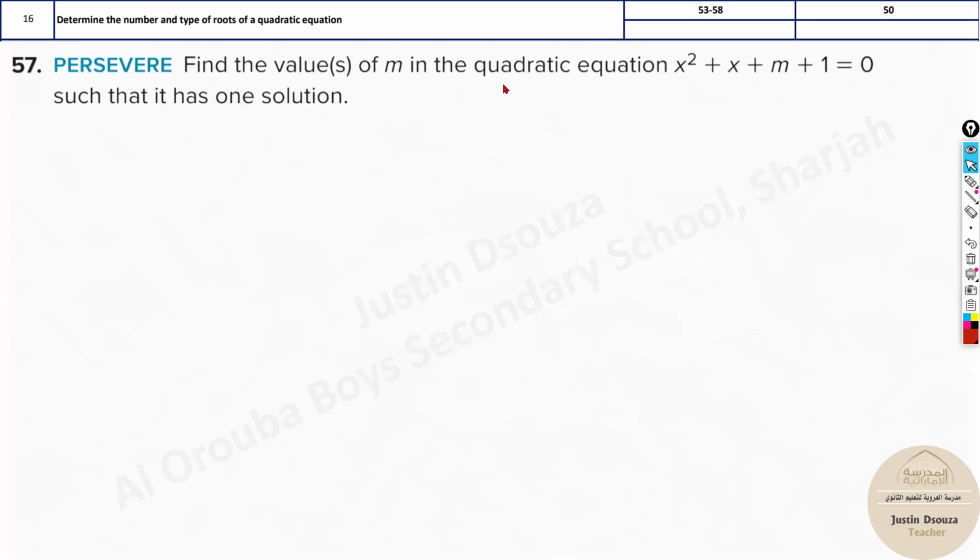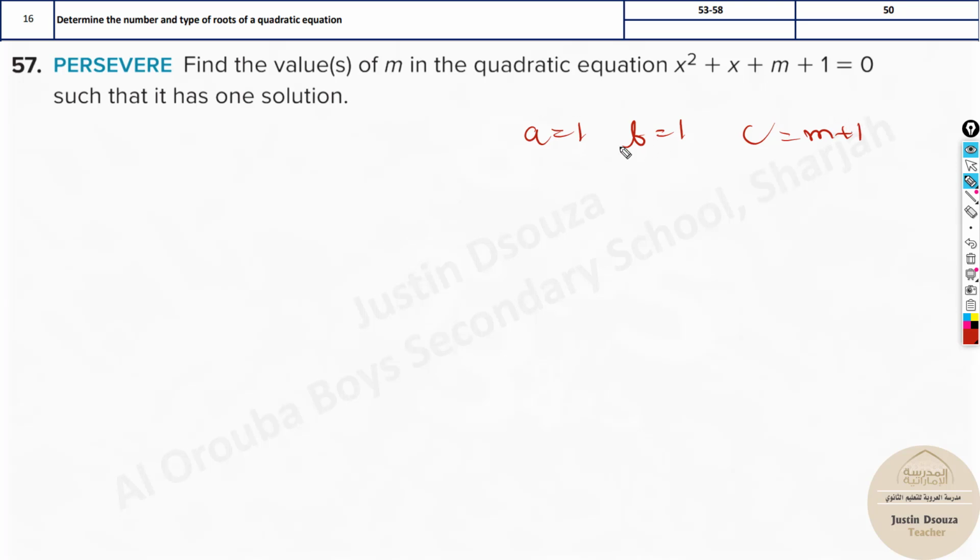And over here, we have another problem. See, what they have told is, this has one solution. This is important. They have given this equation equal to zero. We need to solve it. They have told it's one solution. So what is the thing? Here, what is the a value? a is equal to 1. b is equal to 1. The constant is m plus 1.